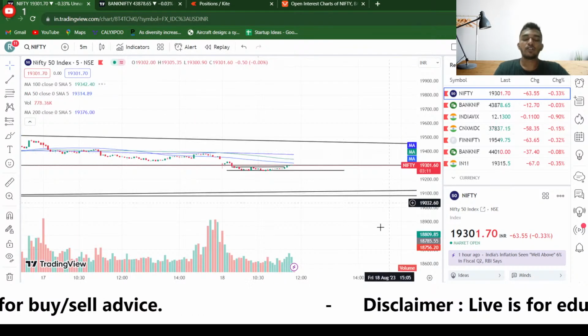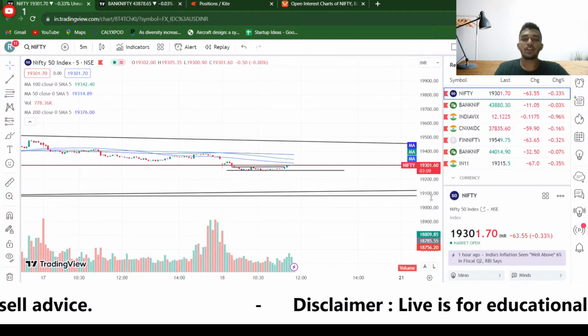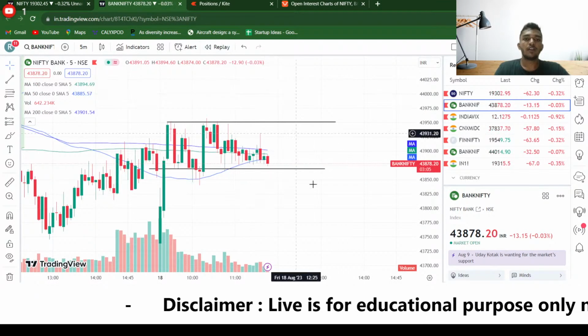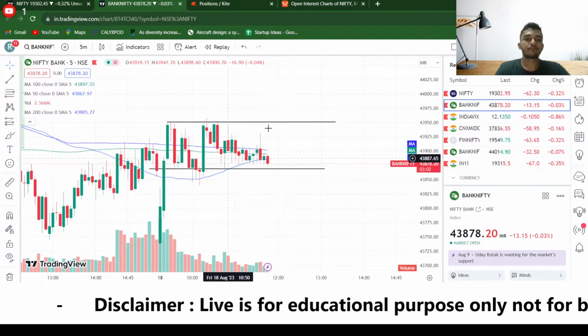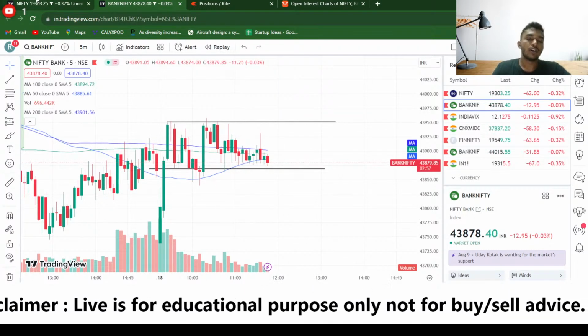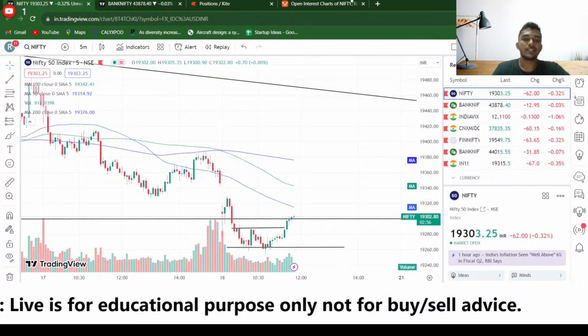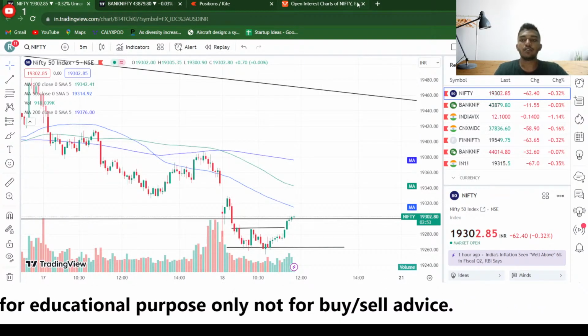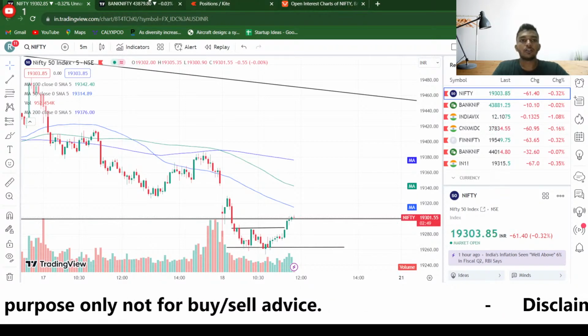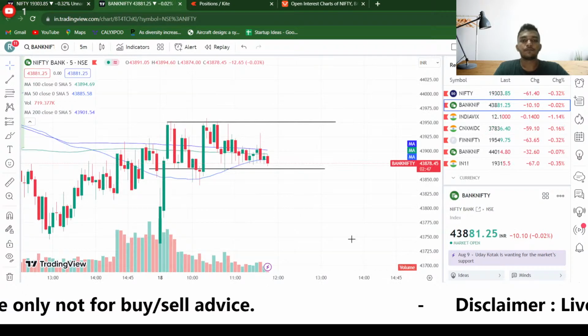We are trying to sustain above 19,300 levels on Nifty, and for Bank Nifty, we are still at the lower level of the range. We are not able to go to the higher level of the range. So let's see whether Nifty will try to drag up Bank Nifty, or we don't know what could happen now.